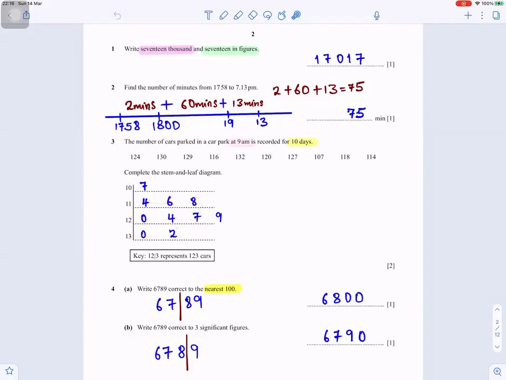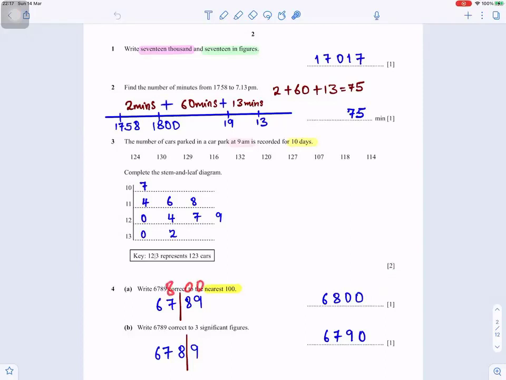Question number 4. Write 6,789 correct to the nearest 100. To the nearest 100, you see the last 2 numbers there, representing the 2 zeros. So that's where you put the line and you look at the number on the right. Is it 5 or more? Yes, it is 8. You change it to 1 and add it to the 7. So 1 plus 7 is 8. So that would mean 6,800. And you put a 0 there.